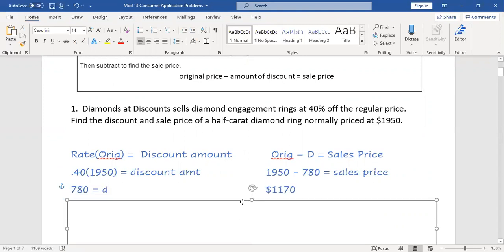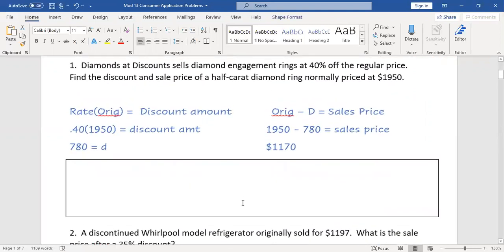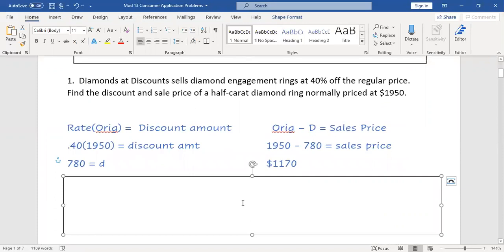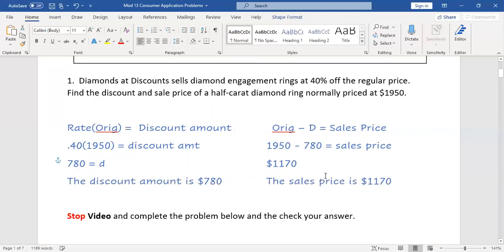I'm going to put that in my calculator, and I get $780. So that $780 is how much I get as a discount. So I'm going to subtract that from the 1,950 to find out what my sale price is. So now that I've got my two items, I have to record my answer. The discount amount is $780 and the sale price is $1,170.